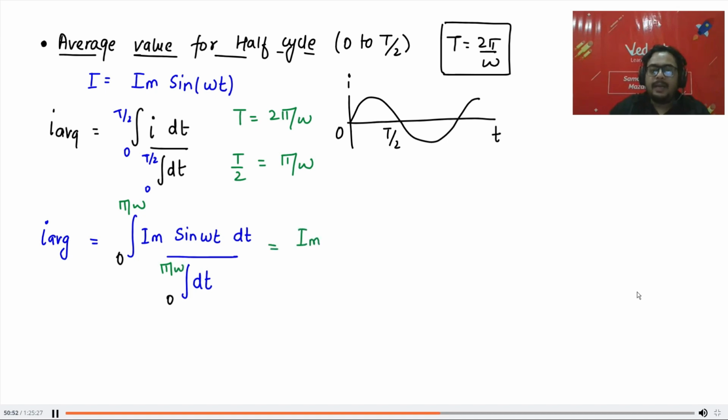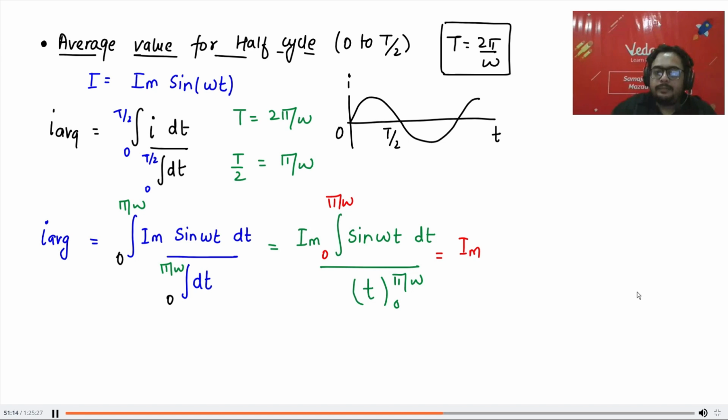Take Im out of the integration. It will become integration of sin omega t dt upon integration of dt, which is t, from 0 to pi by omega, and there also from 0 to pi by omega. Put the limits in the denominator. You will get Im upon pi by omega, integration of sin omega t dt from 0 to pi by omega. We get omega Im by pi.